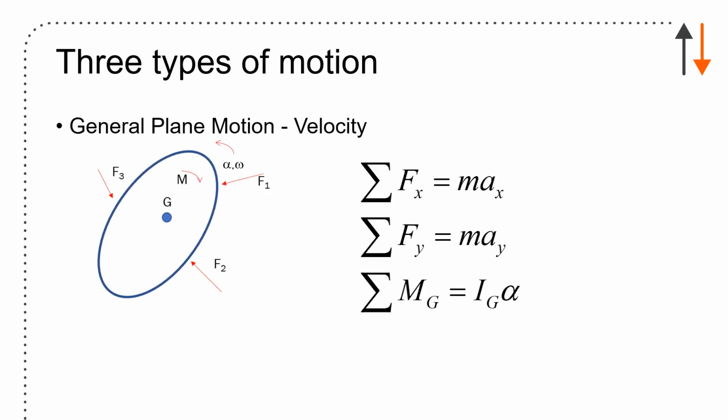That's good. And finally, you have the acceleration, or excuse me, the general plane motion terms: sum of forces in x, y, and z, moments about G. Mass times acceleration x, mass times acceleration y, moments about G, I_G alpha. And forces acting there, you have moments, and you have alpha, omega.